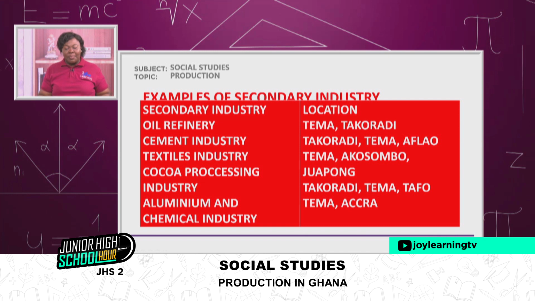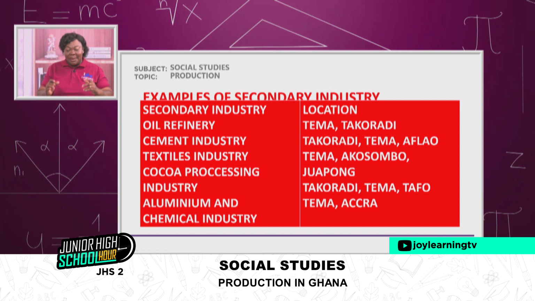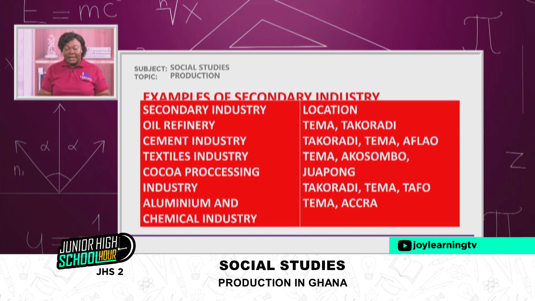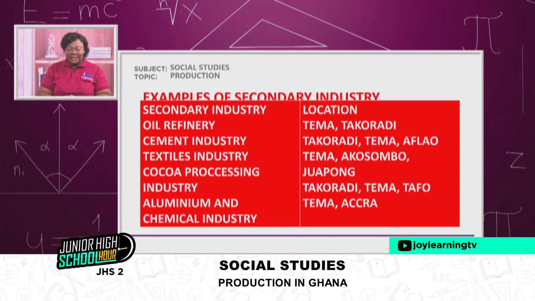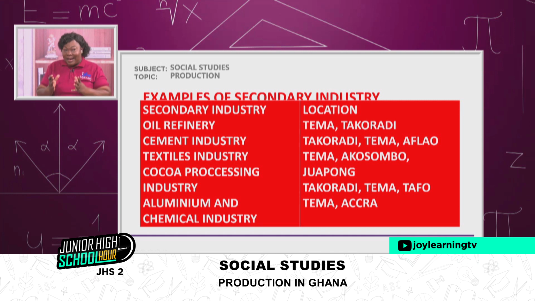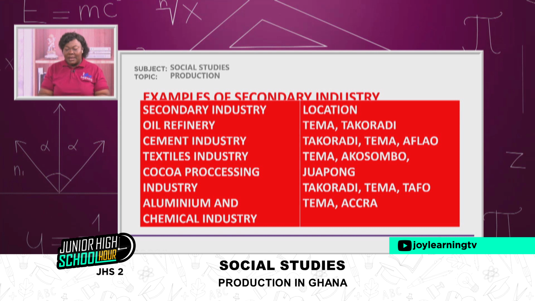Now let's look at examples of the secondary industry. Secondary industry and their location. As we did for the primary, it's the same that we are doing for the secondary. So we have oil refinery. Remember that one we have oil production. So this one we have the refinery because now it is in a process. So we have Tema and Takoradi. Then we have the cement industry. That's where we get the clinker. Okay, so Takoradi, Tema, and Aflao in the Volta region.